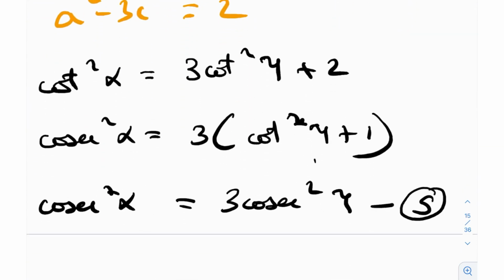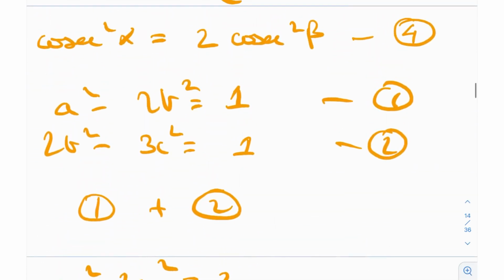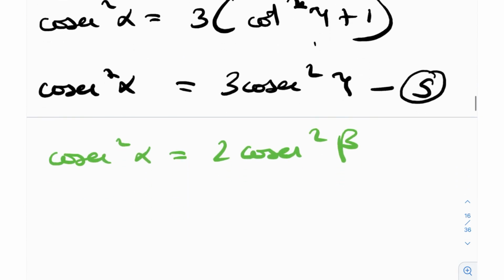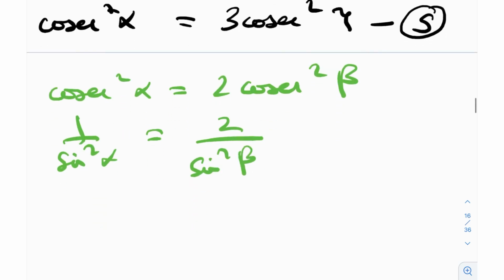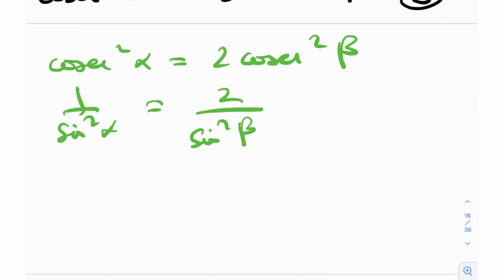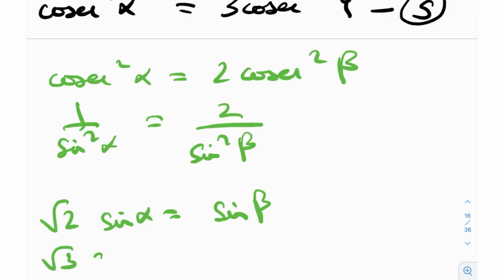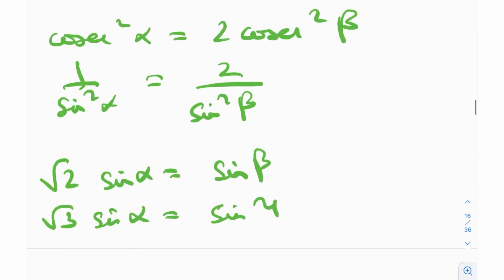So what result do I have? From equation number 4, I know that cosecant square alpha is equal to twice of cosecant square beta. Or in other words, 1 by sine square alpha is equal to 2 by sine square beta. And if I convert this into just sine without the square terms, I can write that root 2 times sine alpha is equal to sine beta. Similarly, from equation number 5, I can directly write that root 3 times sine alpha will be equal to sine gamma, just by using the same logic. Let me label these as equations 6 and 7 correspondingly.